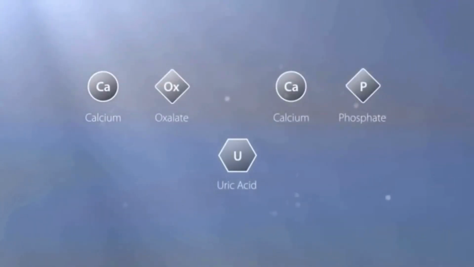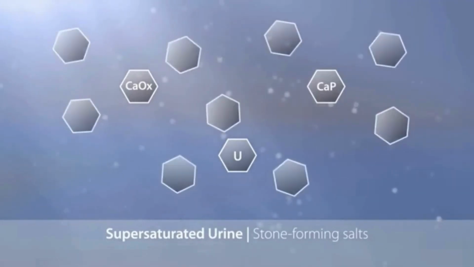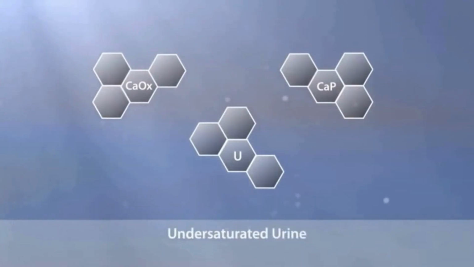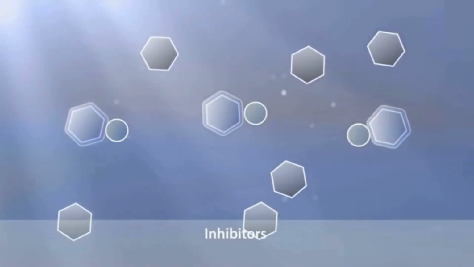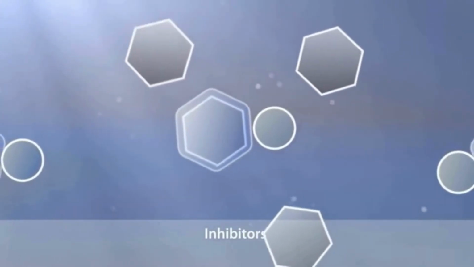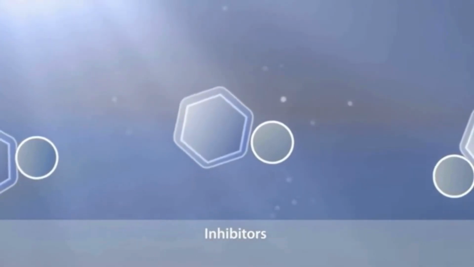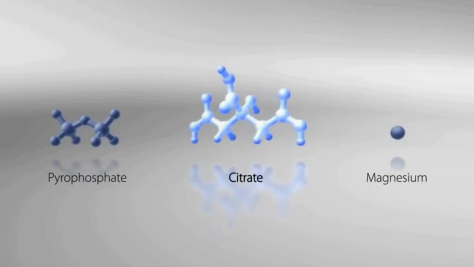Why do some crystals develop into kidney stones and others do not? One critical factor is supersaturation of the urine with stone-forming salts. Supersaturation is the driving force for crystallization. In undersaturated urine, crystals cannot form. The other important factor is a deficiency in substances called inhibitors. Inhibitors retard the nucleation, growth, and aggregation process by binding ions needed for crystal formation and growth. One of the most important inhibitors is citrate.